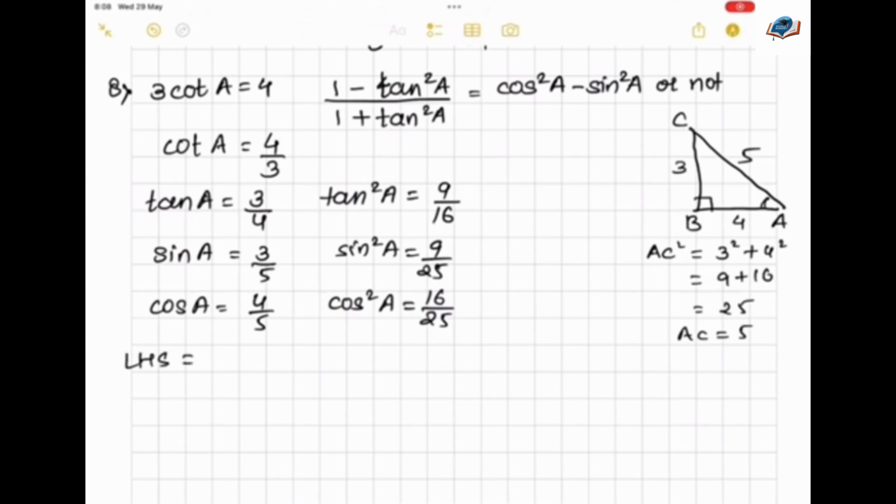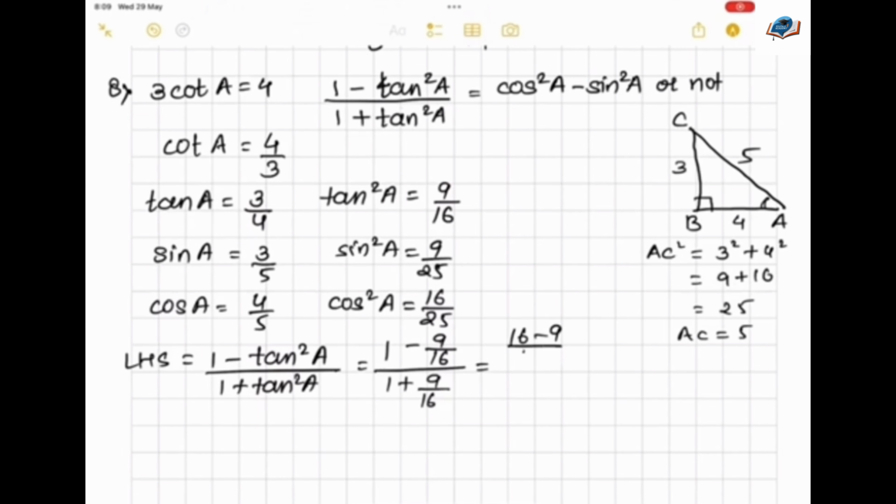LHS. So 1 minus tan square A upon 1 plus tan square A equal to 1 minus 9 upon 16 whole upon 1 plus 9 upon 16. So doing LCM in numerator and denominator, 16 minus 9 upon 16, 16 plus 9 upon 16. So 16, 16 cancel, 7 upon 25 I got.